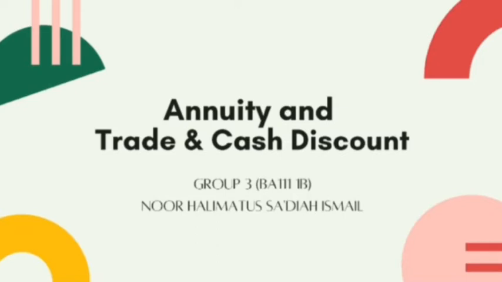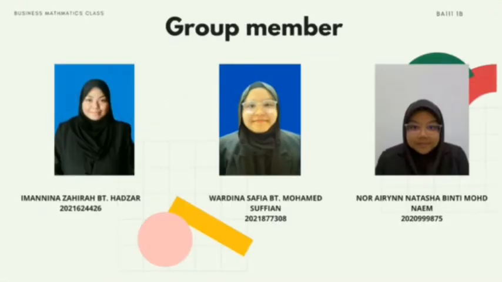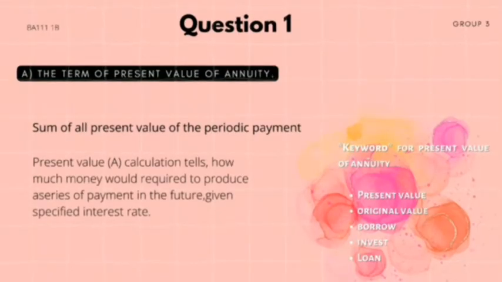Today we are from Group 3. We will be presenting our group project entitled Annuity and Trade and Cash Discount. Group 3 consists of 3 members: myself, Imanina Zahira binti Hazza, Wardina Safia, and lastly Nur Irene Natasha. We will start the presentation with question 1A.